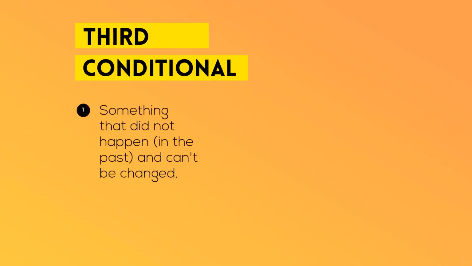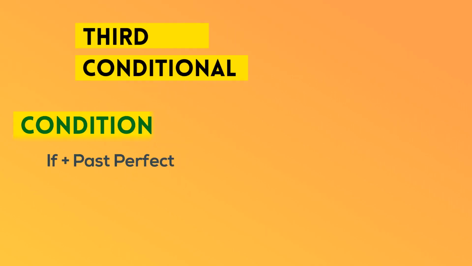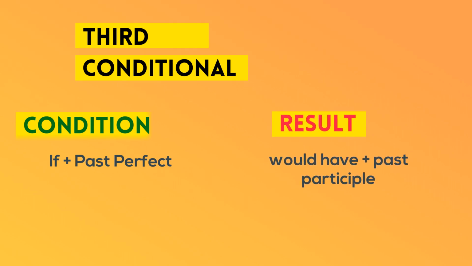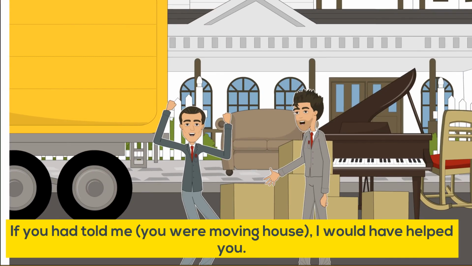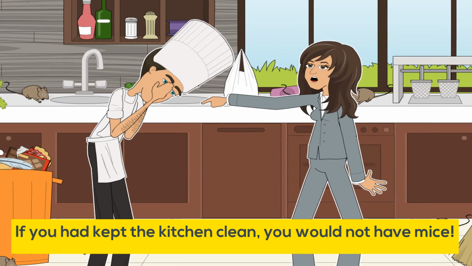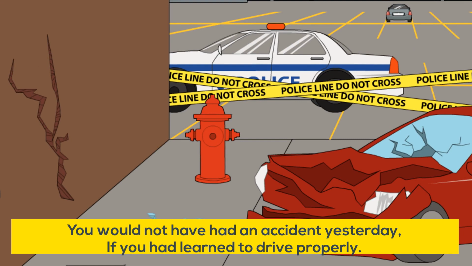The third conditional is used to talk about something that did not happen in the past and can't be changed. It is impossible, something that could never happen. Condition: if plus past perfect with a result would have plus the past participle. If you had told me you were moving house, I would have helped you. If you had kept the kitchen clean, you would not have mice. You would not have had an accident yesterday if you had learned to drive properly.